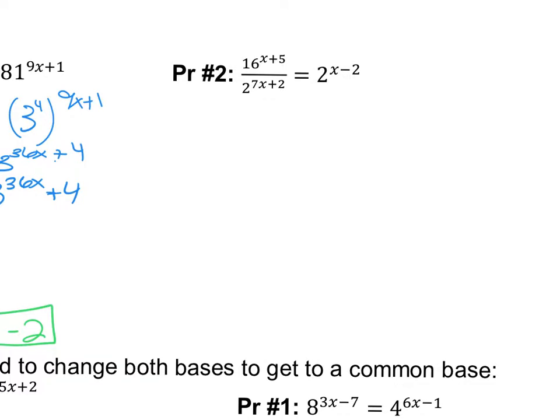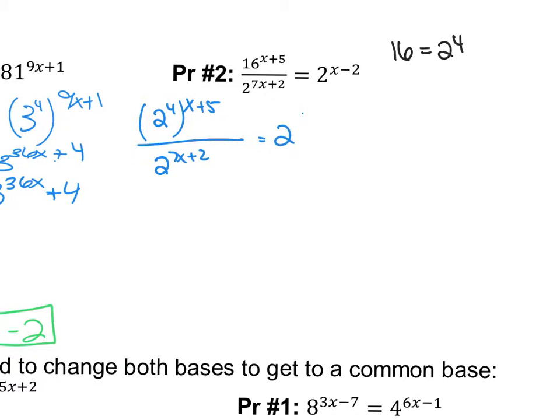Okay, so now we're going to go on, and again, this one's a little bit complicated, so we're going to simplify this out together. But first, let's notice that we can write 16 as 2 to the 4th, just because 2 times 2 times 2 times 2 equals 16. So then we can actually rewrite this equation as 2 to the 4th, x plus 5, over 2 to the 7x plus 2 equals 2x minus 2. Sorry about that, minus 2.